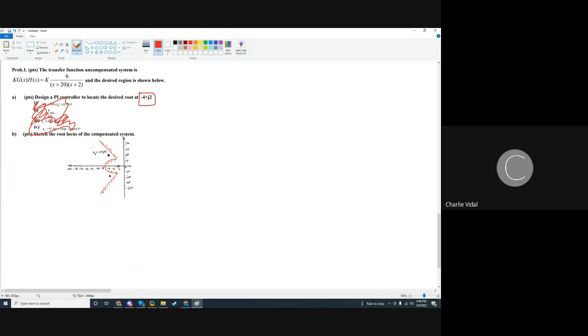Okay, so let me open up my notebook so I can do problem number 1. 1A. So in the PD controller that we were doing before, I might be getting it wrong, but I think it was PD, what we were doing was placing a 0 somewhere in the graph so that the lines could stretch into the desired region. And that would just be how to solve the problem.